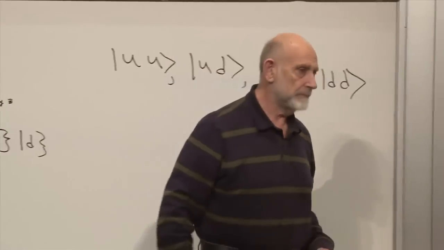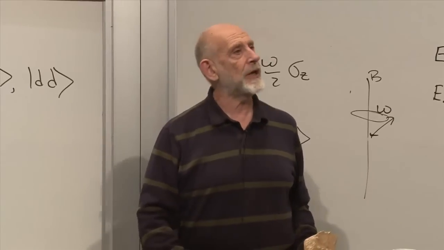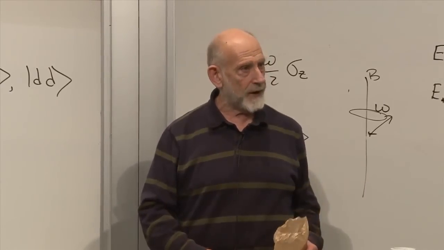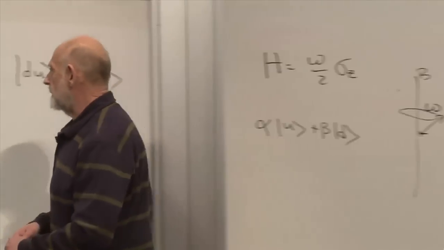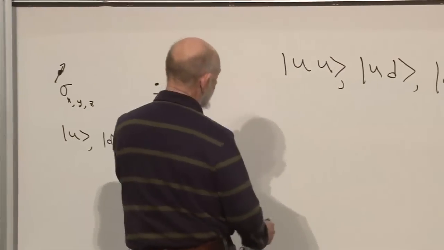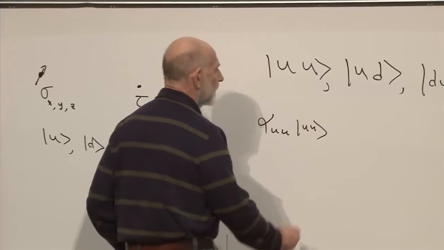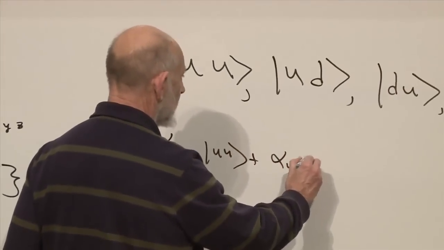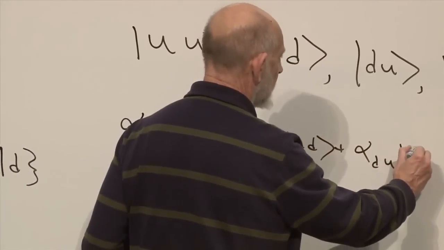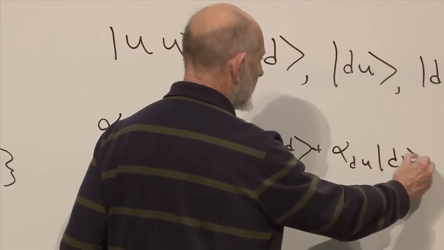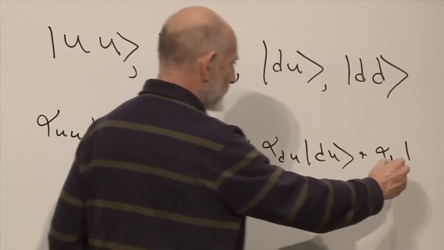Yes? Suppose these two component systems interact. Doesn't that change things somehow? No, the basis vectors stay the same, but the linear combination of basis vectors that are describing the system will change. Yeah. So any state in the space can be written as an alpha up up times up up, plus an alpha up down, plus an alpha down up, plus an alpha down down, down down.